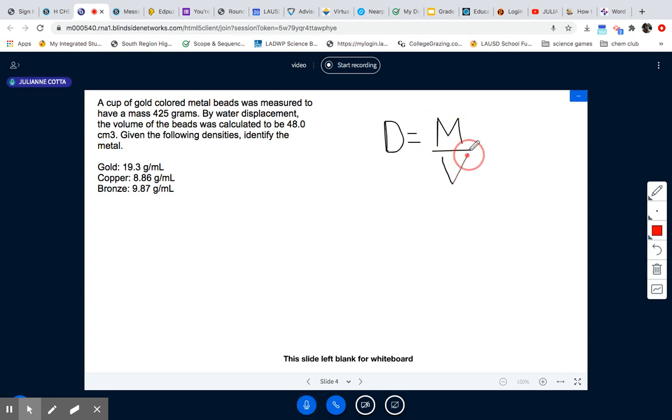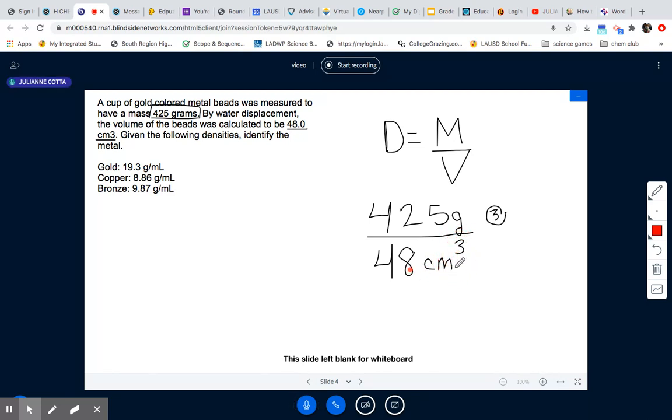When you're looking for mass in this question, mass is always measured in grams, so make sure that grams is on top. So there's my density, 425 grams. When I'm looking at my significant digits, this one has 3 significant digits: 4, 2, and 5. And then my volume is right here, 48 centimeters cubed. When you're looking for volume, it's going to be in centimeters cubed, or it could be in milliliters if it's a liquid.